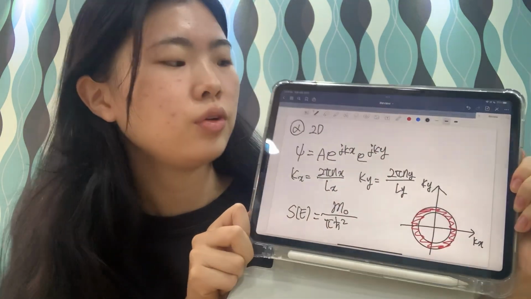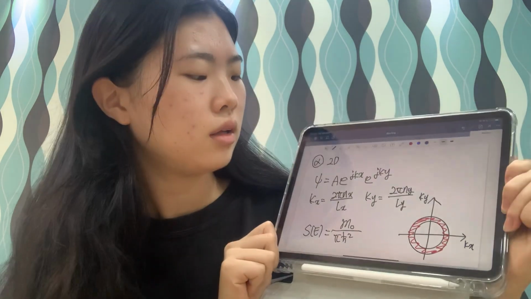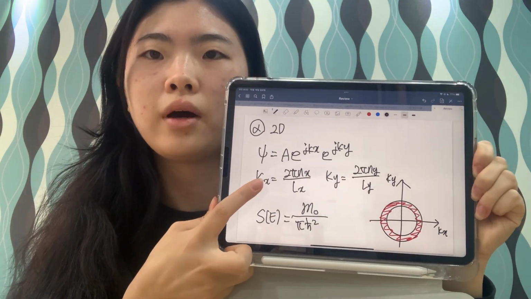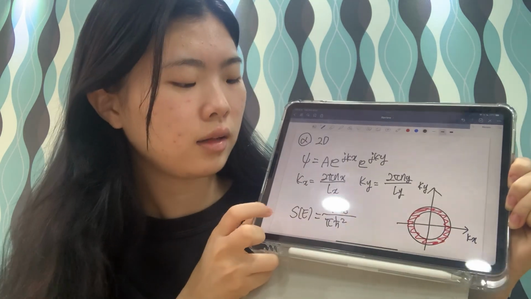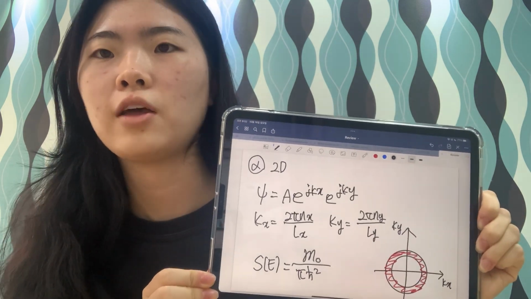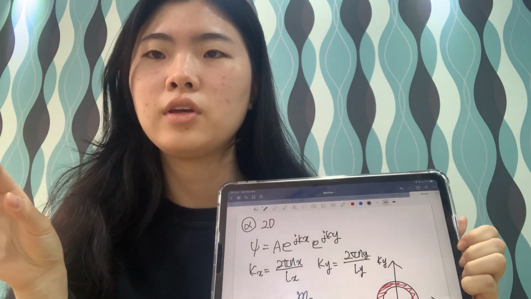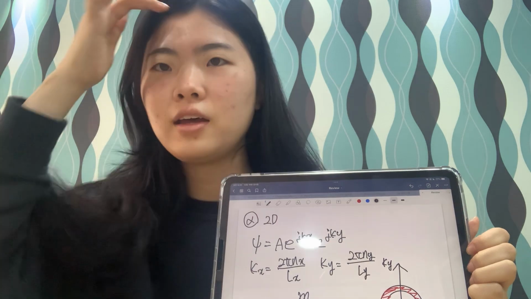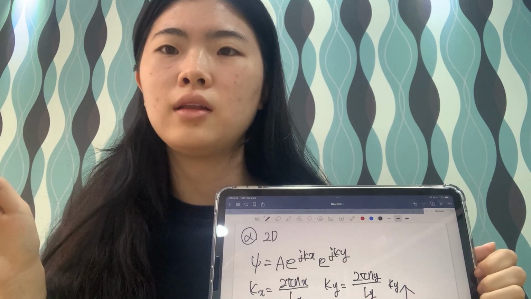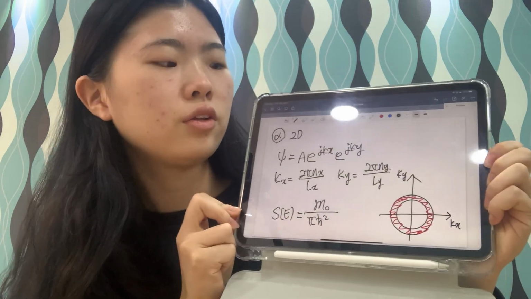Then let's look at two dimensions. The two-dimensional psi equation is this, and kx and ky equal 2 pi nx over Lx, like this. Then in two dimensions, the energies have discrete energy levels. So in the graph, there are very discrete energies, and they look like points, and if we look from the upper side of that graph, it looks like a circle.